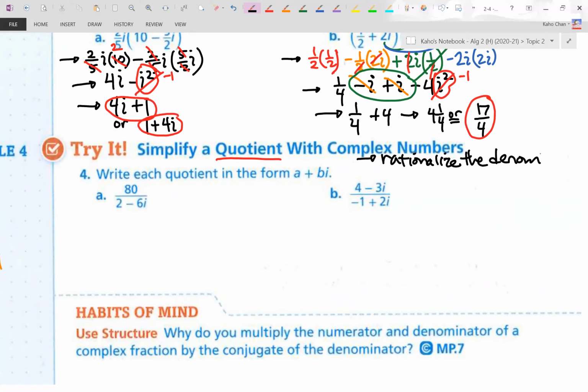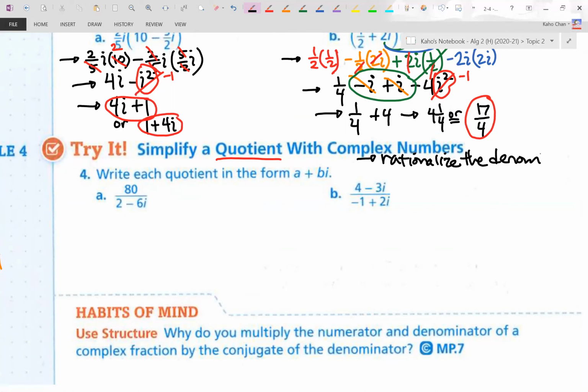Because if we don't, having imaginary numbers in the denominator is very messy when it comes to algebra. And to do that, we need to use something called the conjugate. All right, look at number 4a.